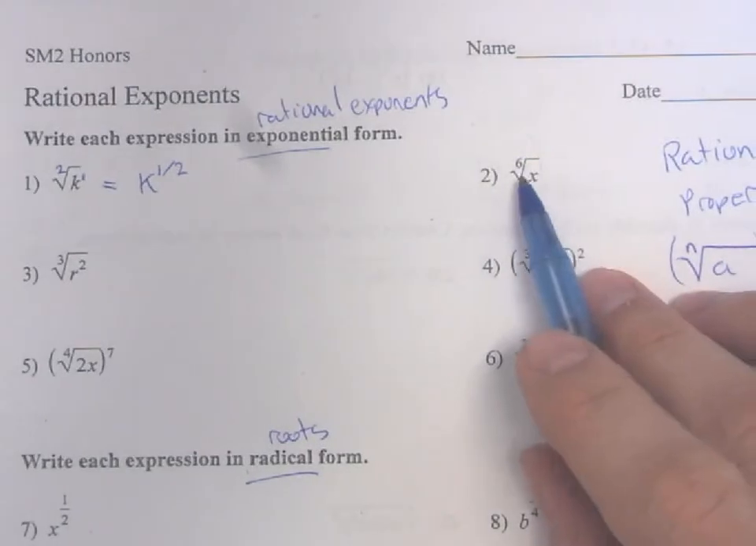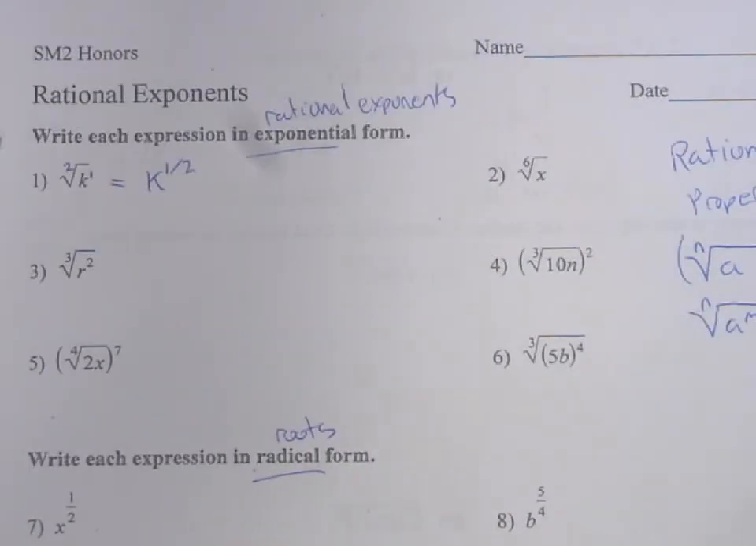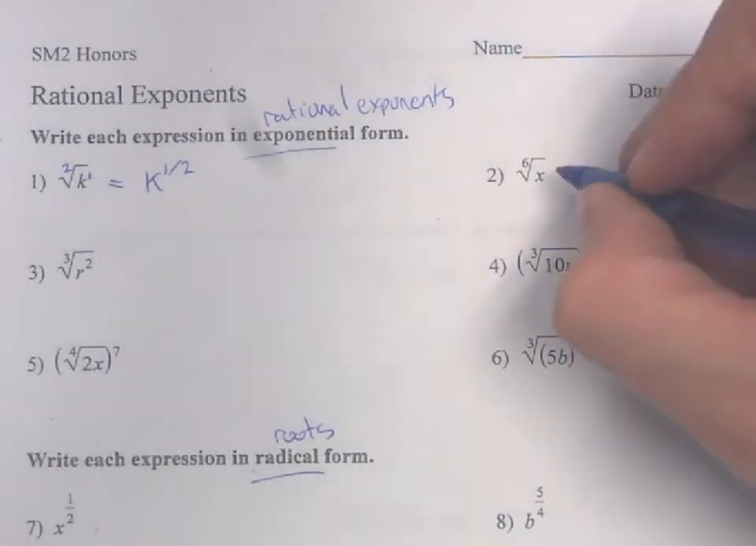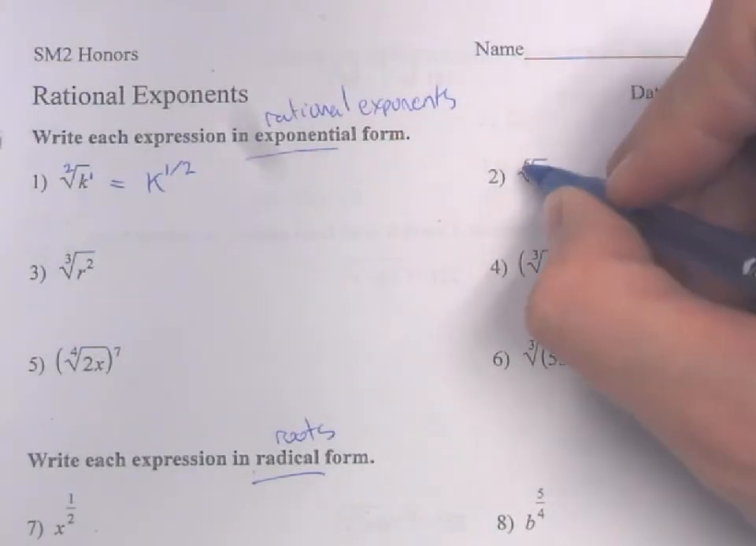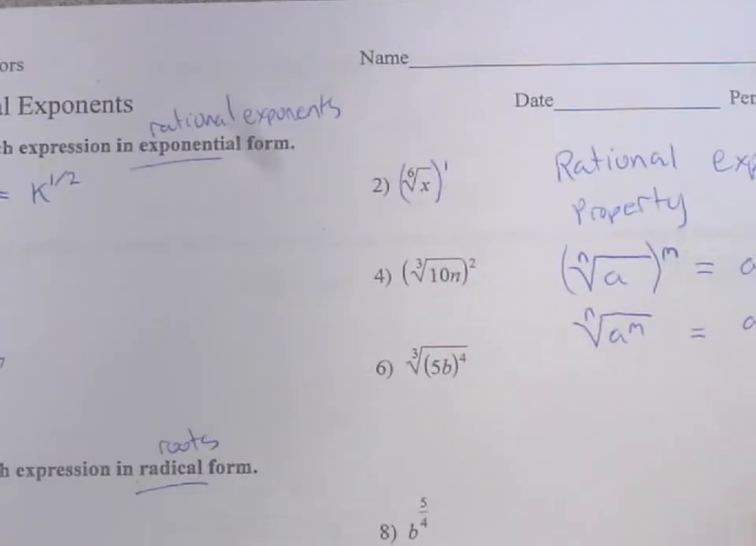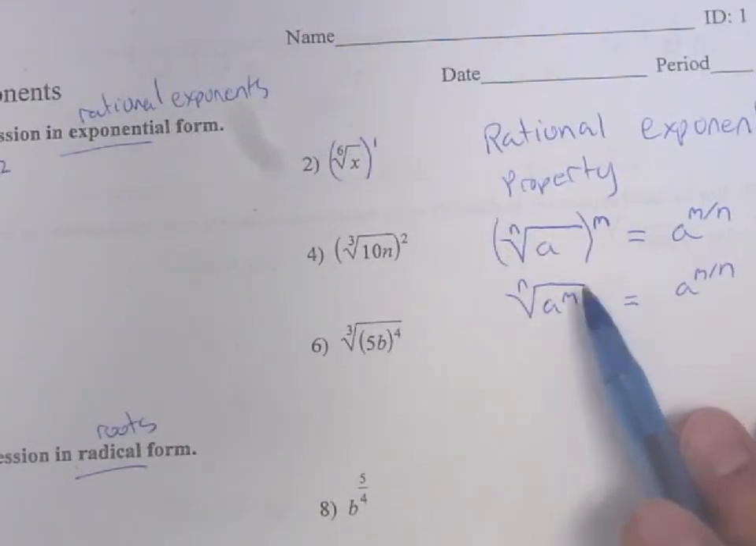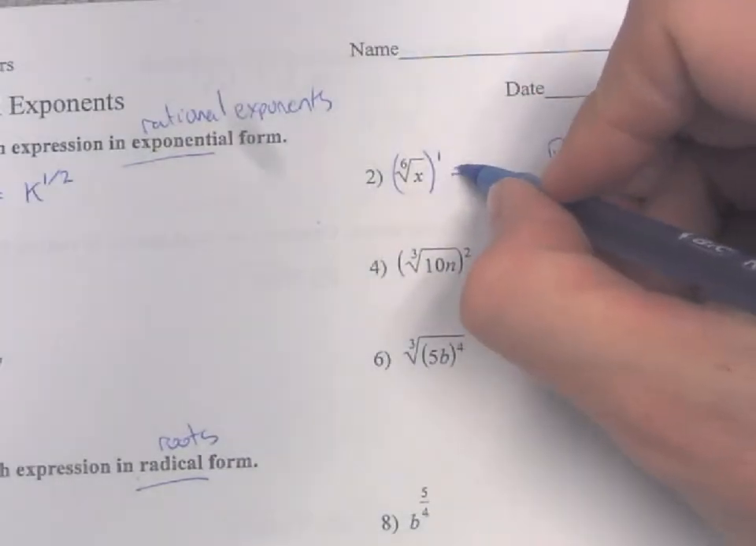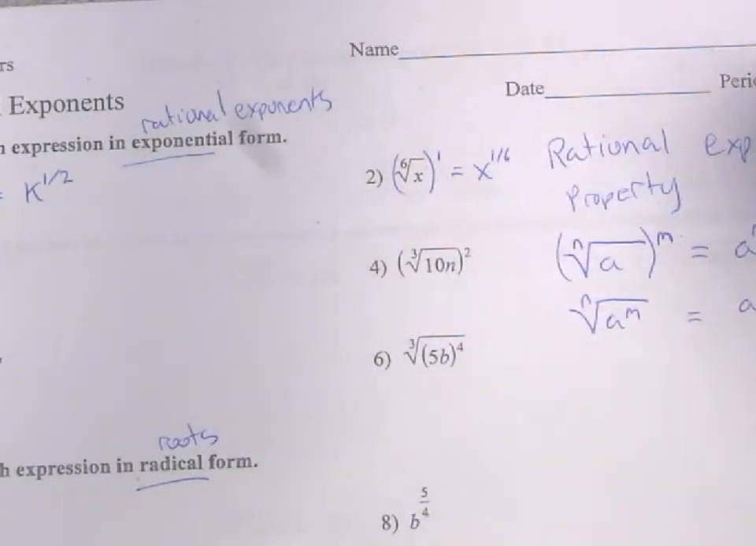Okay. Now here on number 2, we actually see the index number, it's 6. But again, we don't have an exponent that we can see. So we can either put a 1 here on the x, or we could even put a 1 on the outside. It doesn't really matter where that exponent is in this context. So either way, we're just going to have an x to the 1 over 6 power.